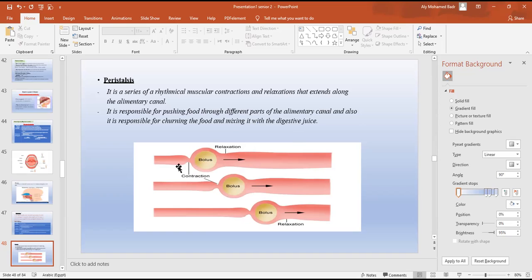The food enters, this is the pharynx, and this is the esophagus. Inside it, contraction takes place and relaxation, contraction and relaxation. The bolus here is the food. After the food enters our mouth, it is called bolus. The bolus will move by peristalsis until it reaches the stomach.